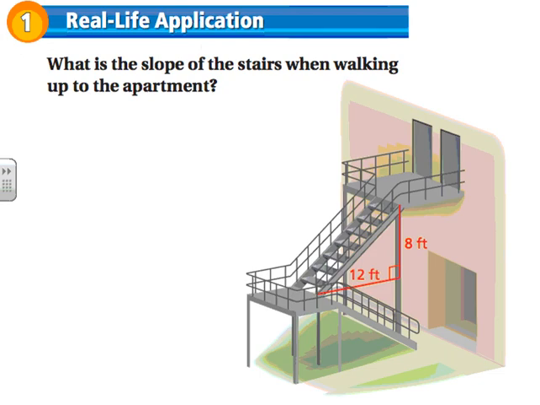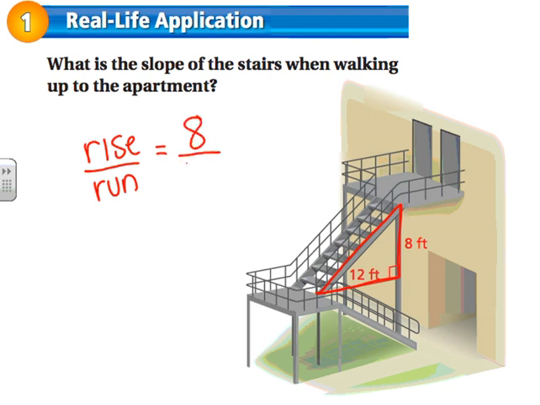To start, we're going to look at the slope of the stairs when walking up the apartment. So we have a triangle shown here. We're going to start with rise over run. The vertical distance is 8 feet, and the horizontal distance is 12 feet. So we get the fraction 8/12. We can then simplify that by dividing by 4, and we get the fraction 2/3. So the slope of the stairs would be 2/3.